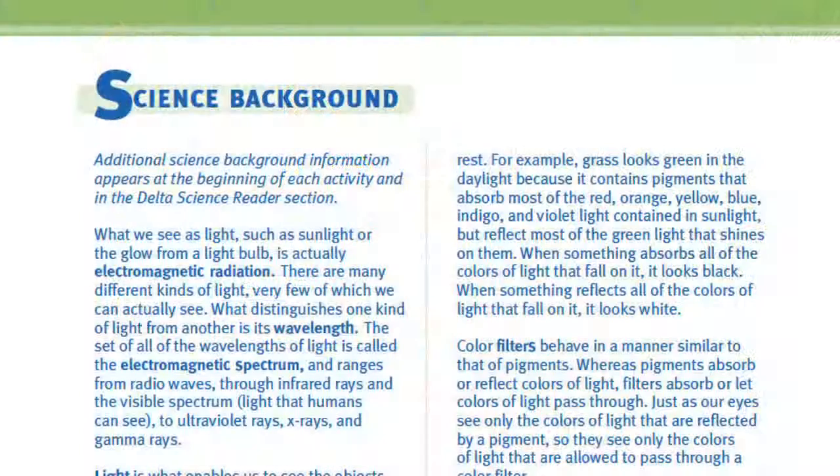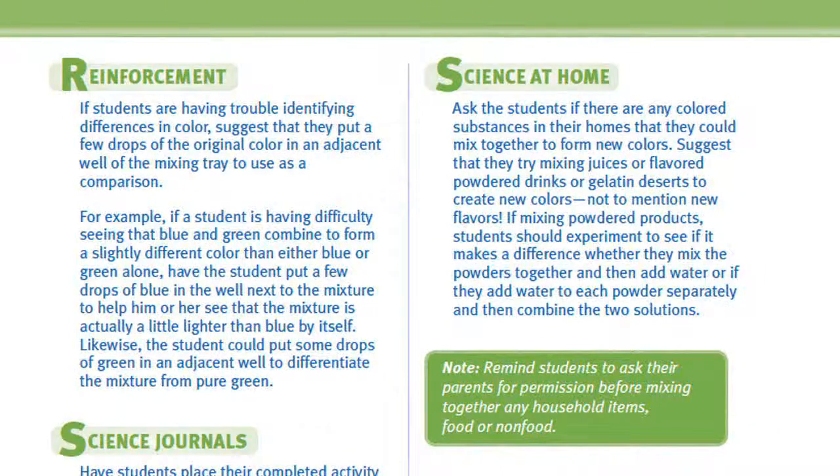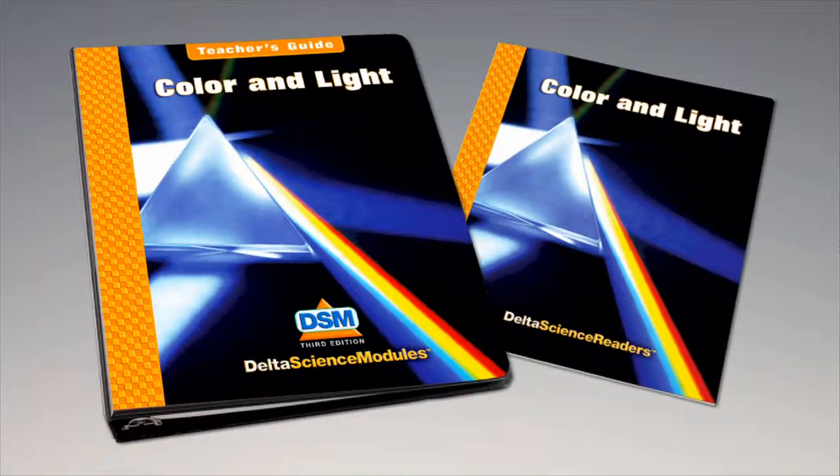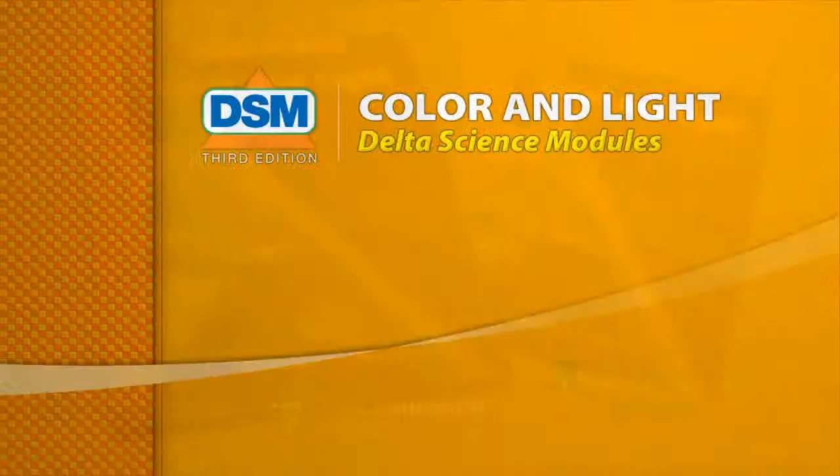To conclude the activity, return the boxes of crayons and the students' color wheels to the kit. The color wheels will be used again in Activity 13. For science background, reinforcement activities, curriculum connections, and information about the Delta Science Reader, please consult your DSM Teacher's Guide.